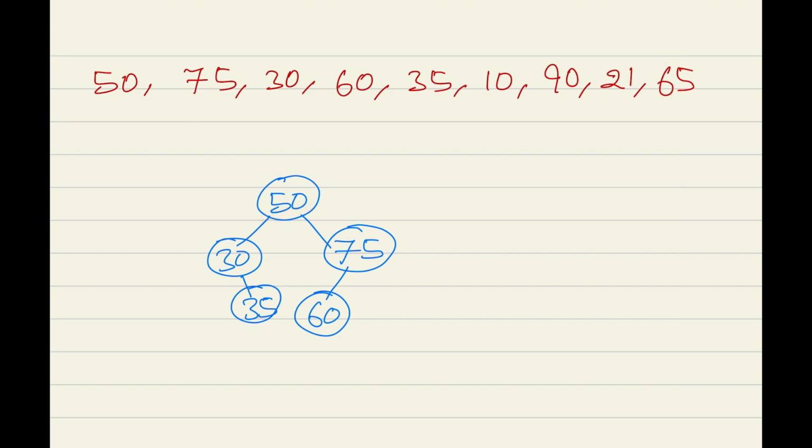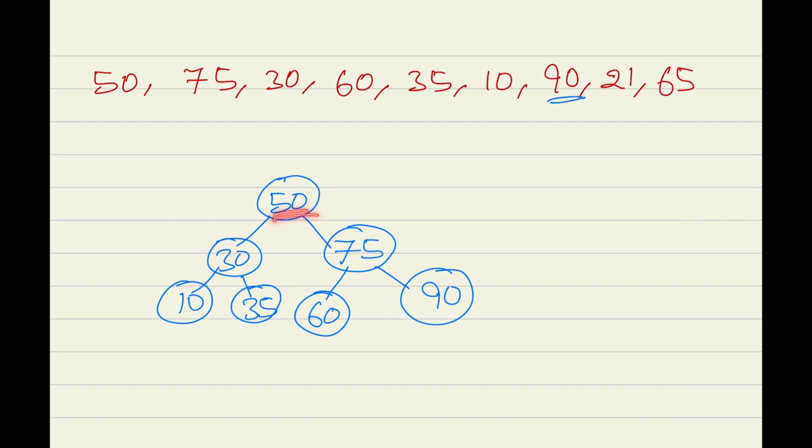Now read the next one, that is 10. Compare with the root 50. 10 is smaller, so come to the left. Then 30, 10 is smaller, come to the left. No subtree is there, so add 10 here. Now read the next element, that is 90. Compare 90 with the root, 50. 90 is larger, come to the right. So it is 75. Compare 90, 90 is larger, come to the right. There is no right subtree, so add 90 here.